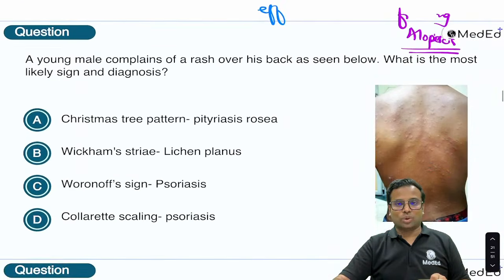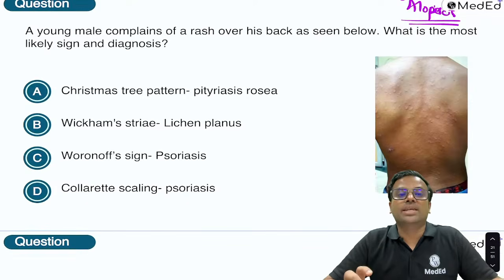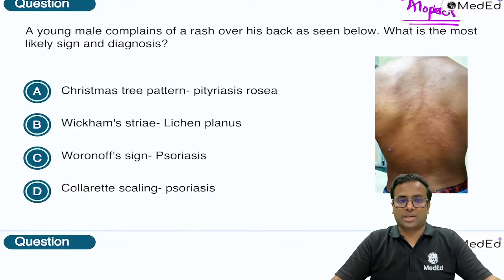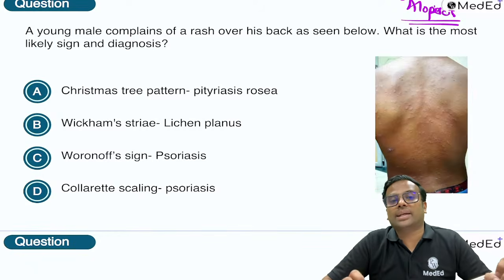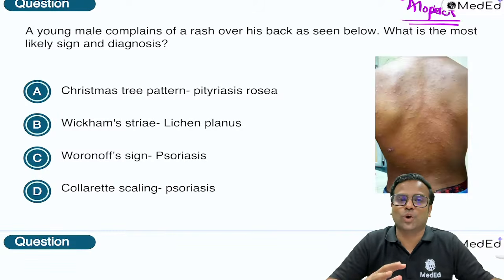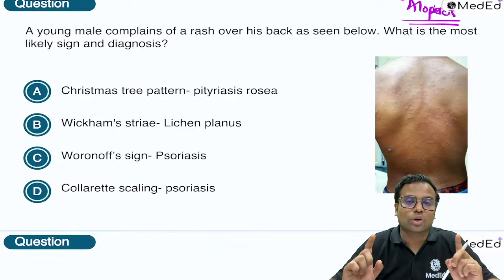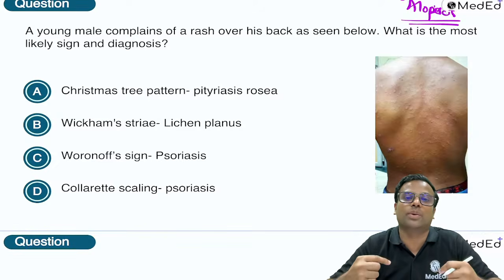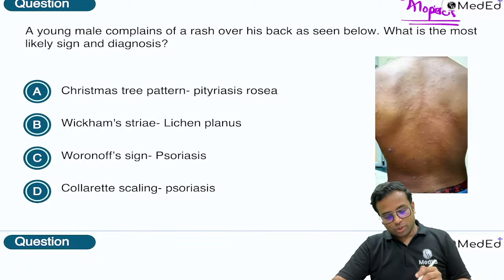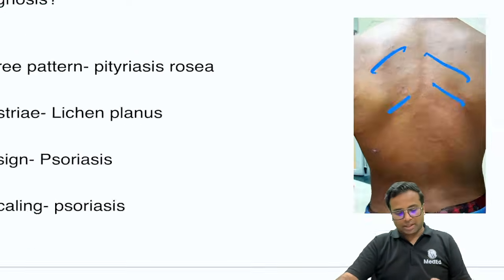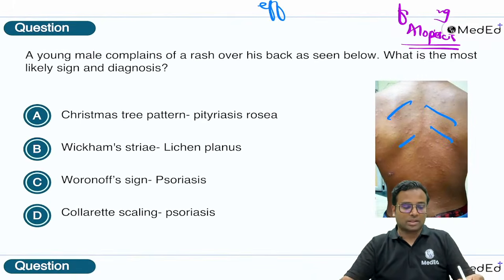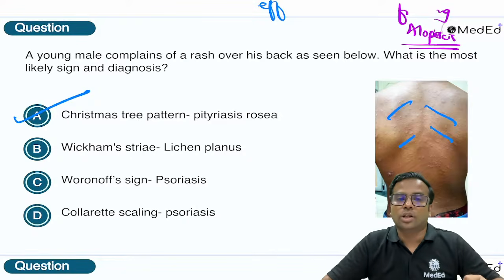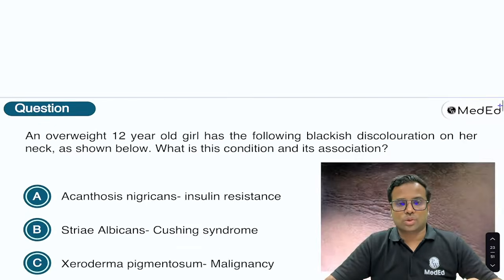Now let's go to the next one. A young male complains of a rash over his back, as you can see in this image. What is the most likely sign and diagnosis? This is a repeat, right? Because we were dealing with PYQs, all the questions that had come are also a hint that this is a topic frequently repeated for the exam. The moment you see this kind of image, it is the Christmas tree pattern, which is again going to be Pityriasis Rosea.